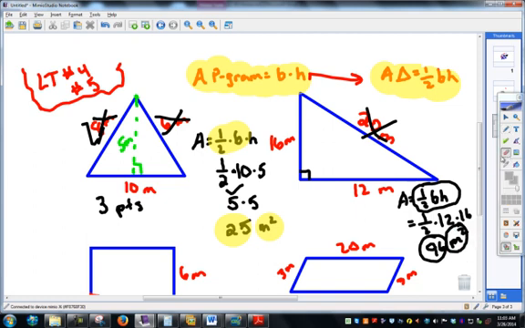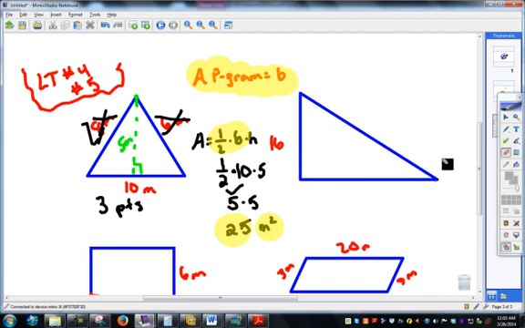Now, on the test, you may be asked, whoops, I don't want to erase. It doesn't matter, I can erase it. You may be asked where the triangle formula comes from. Where does that formula come from that allows, why do I take 1/2? Why is the formula this? Where does it come from? Well, it comes from this right here.